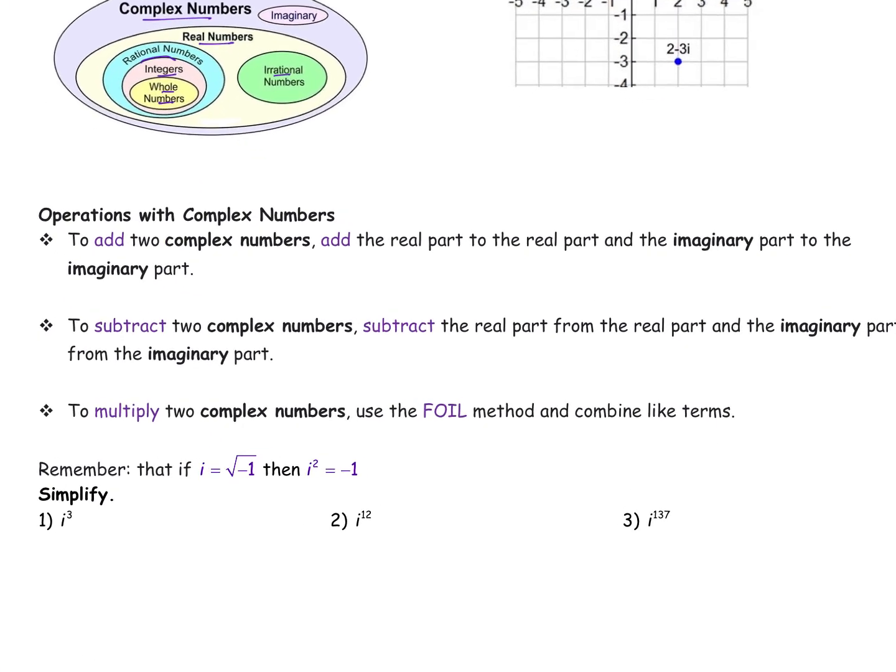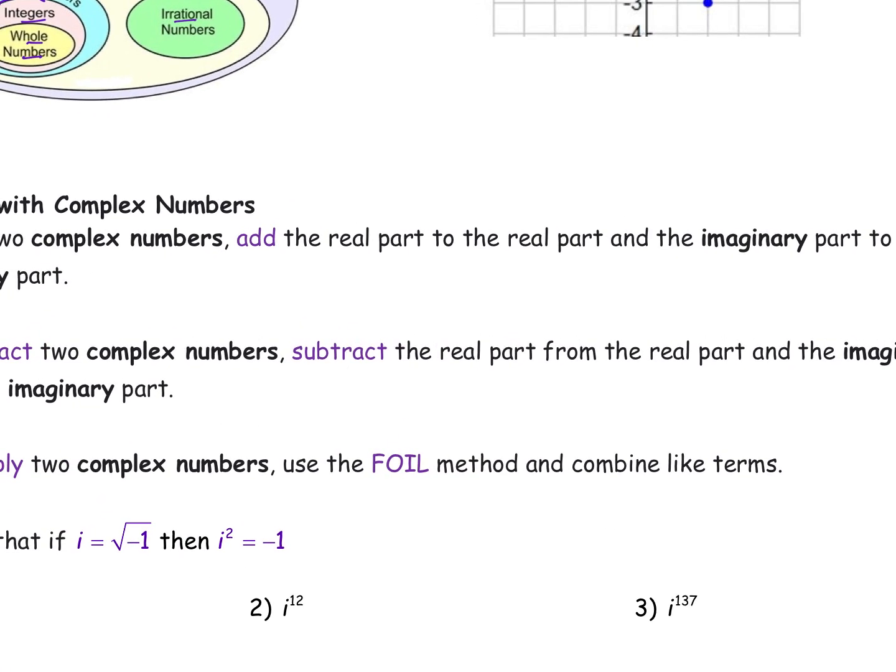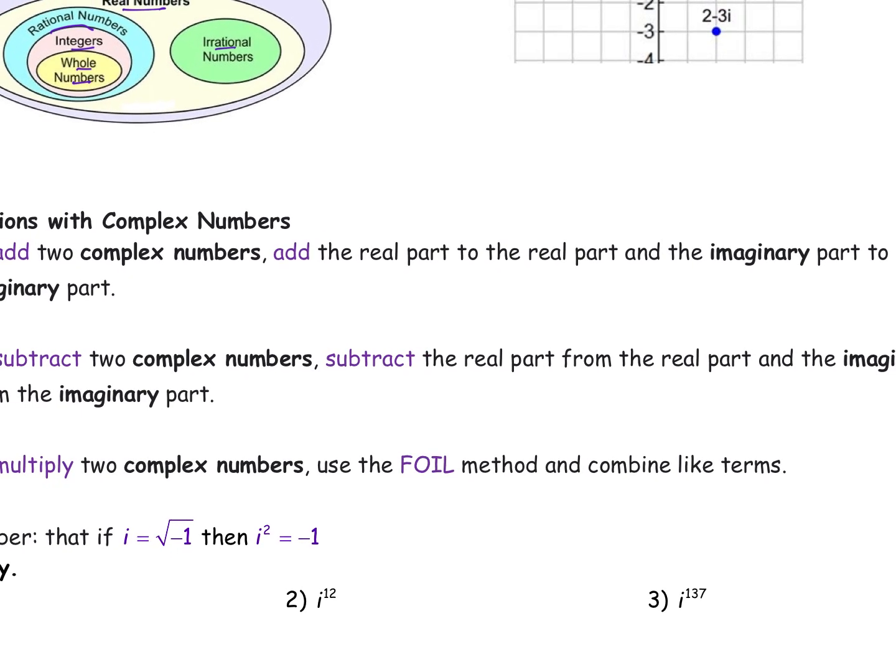Okay, so there's operations with, I'm going to make this big so you guys can see it and I'll read it from the screen. Operations with complex numbers. To add complex numbers, we add the real part to the real part and the imaginary part to the imaginary part. It's just like adding like terms. So we just add like terms basically. And same with subtracting. We're subtracting the real part from the real part and the imaginary part from the imaginary part, okay? And then multiply, we just use the FOIL method and combine like terms. So we just multiply like we normally know how to multiply.